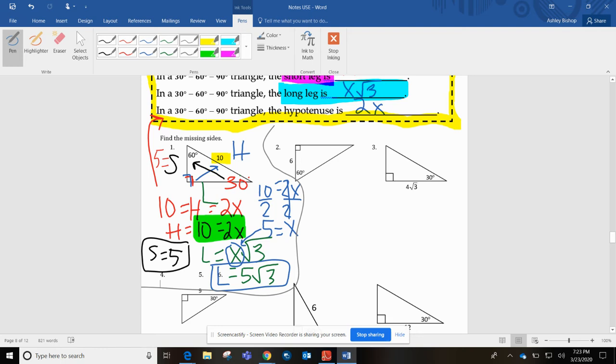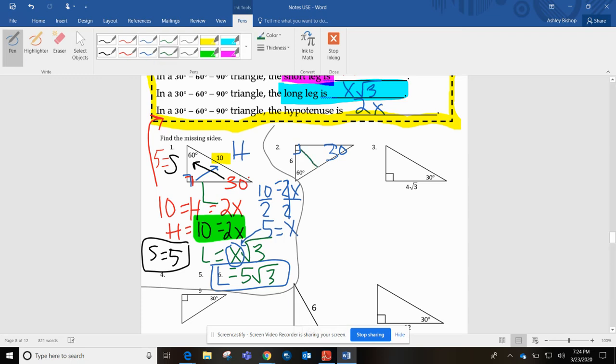Question 2, again, you want to start these problems exactly the same. You want to figure out what your angles are. So I've got my 60. I've got my 90. And so that must mean I'm missing my 30. So there's my 30 right there. And then with that, I'm going to label small, long, and hypotenuse.